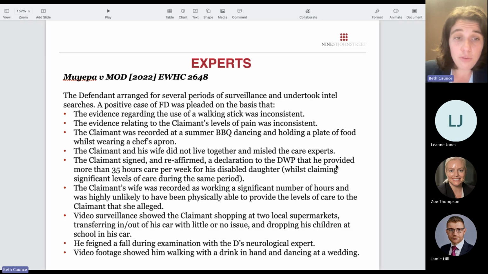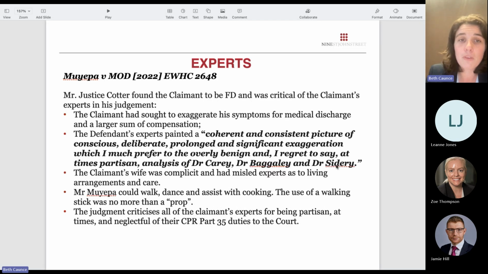The claimant's wife was found to be working a significant number of hours per week and physically unable to have carried out the levels of care that she alleged she was doing. Again, video surveillance showed the claimant out and about shopping with his children, not displaying the sorts of mobility issues that he was claiming. He was found to be fundamentally dishonest at trial, and there were deep and extensive criticisms of the claimant's experts in that judgment.